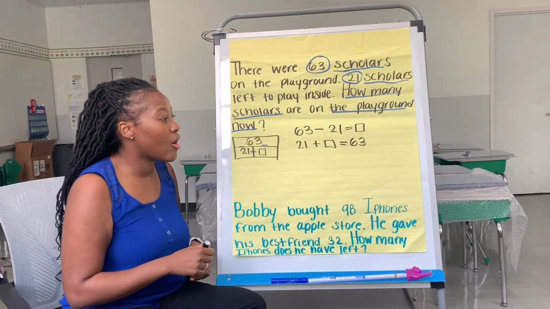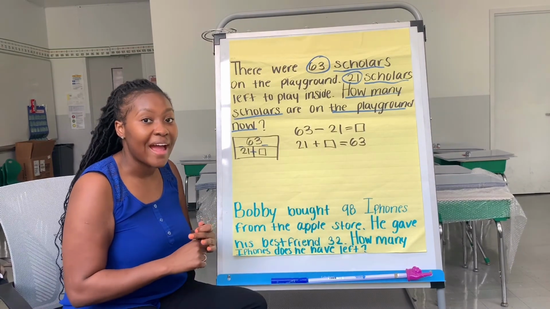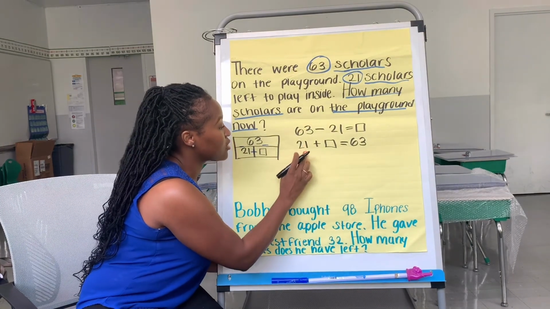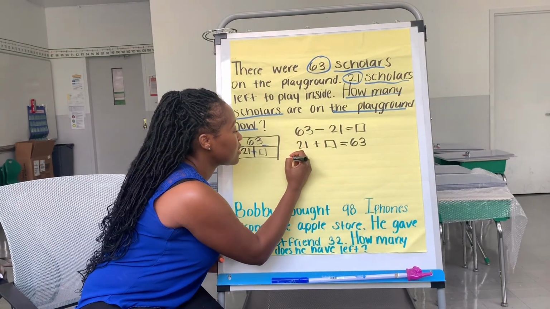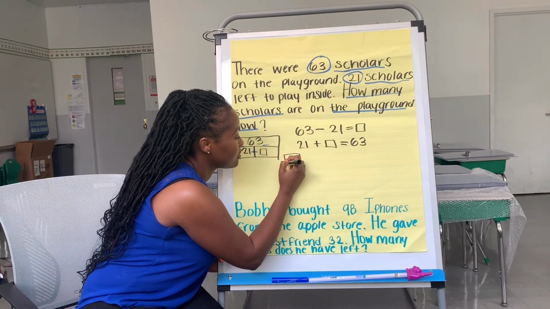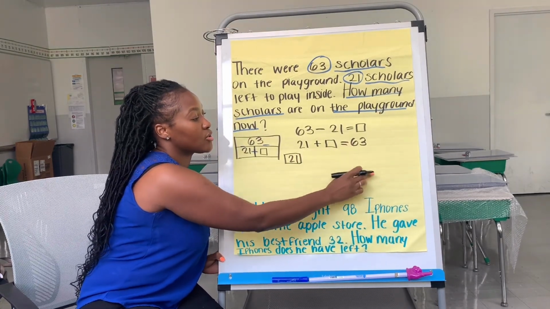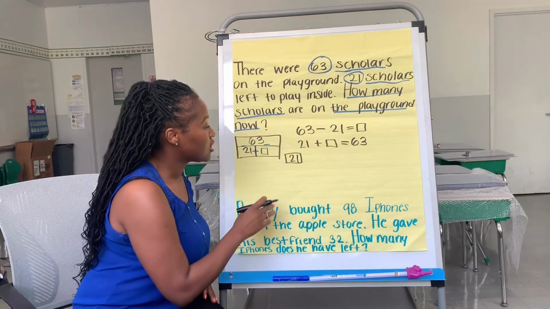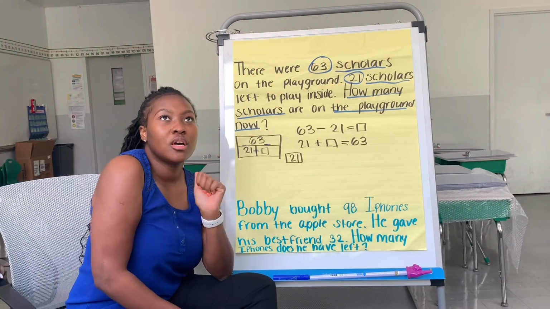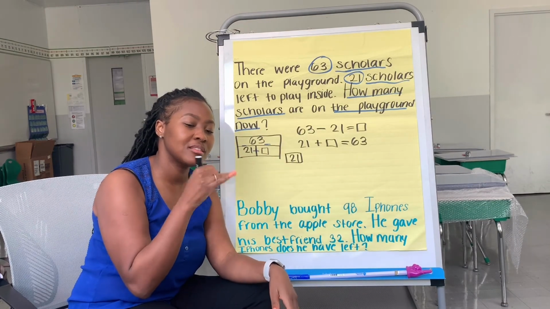When we're using count on, we start at our known part. So let's start at our known part. We know that we have 21 already. So I'm going to write 21 and box it in, counting on until we get to our whole. So we have 21. Should I count on like this? 22, 23, 24, 25, 26, 27, 28.